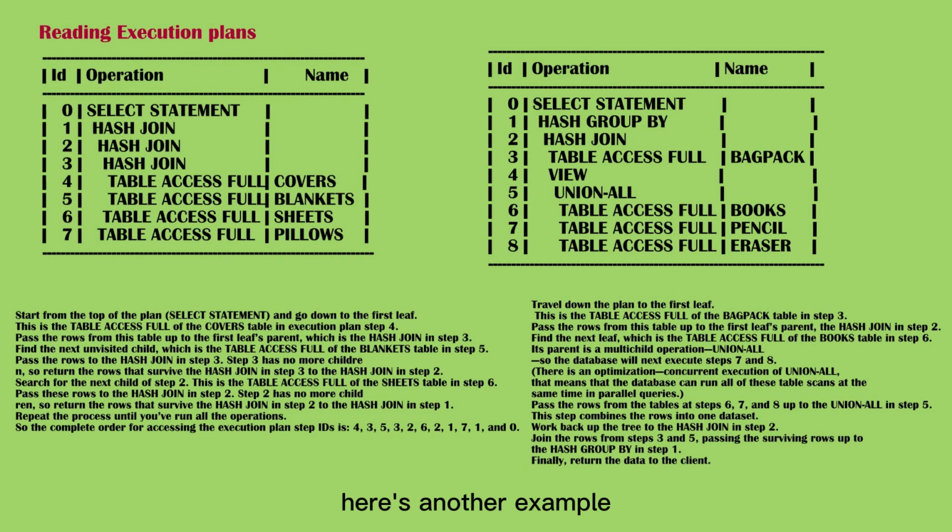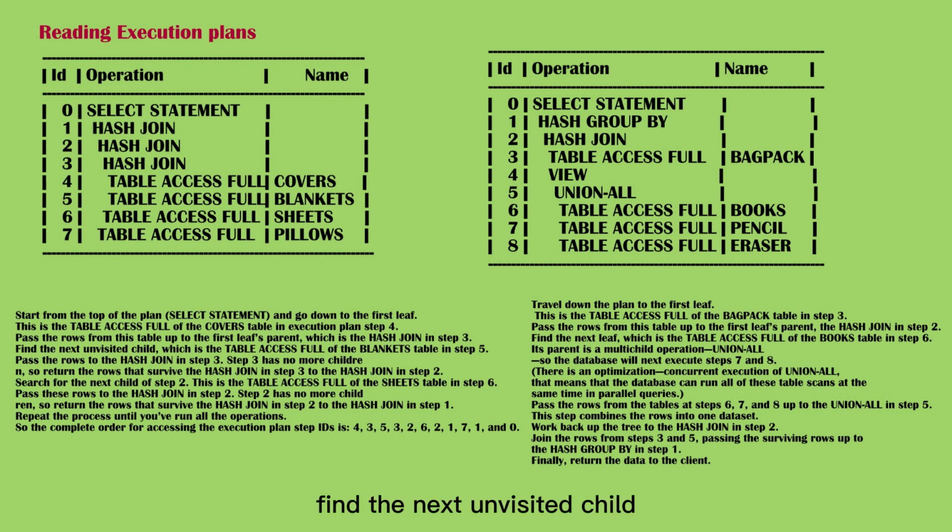Here's another example. The order of operations in this plan is: start from the top of the plan, select statement, and go down to the first leaf. This is the table access full of the covers table in execution plan step 4. Pass the rows from this table up to the first leaf's parent, which is the hash join in step 3.